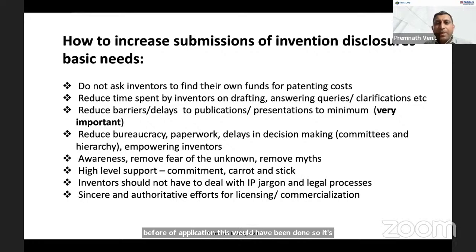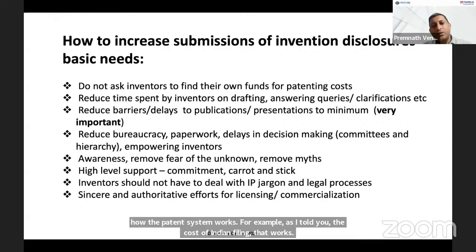Reducing the bureaucracy and paperwork and delays in decision-making, committees, hierarchy, and empowering inventors. Don't insult inventors saying that the invention is no good. That doesn't help in decision-making processes. Awareness and removing the fear of the unknown, removing myths. People have myths in their mind about how the patent system works. For example, as I told you, the cost of Indian filing statutories is 8,000 rupees. People think it costs a bomb. It doesn't if you're filing it yourself.